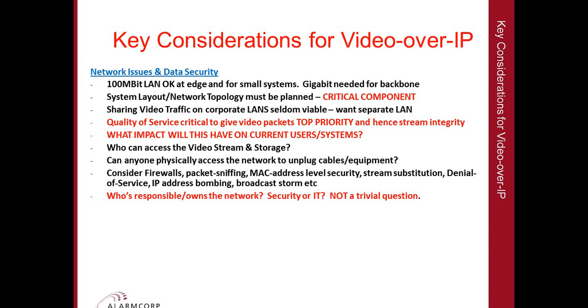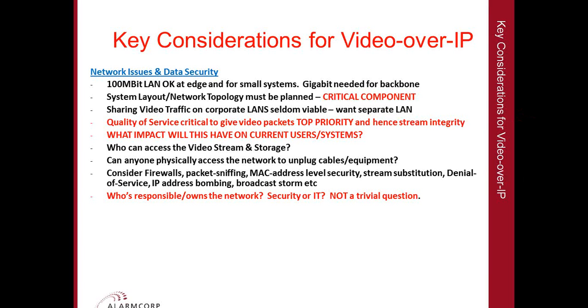Next, who can access the video stream and storage? And here we're talking about both physical access to the actual server room, who can physically access the network to unplug cables or unplug equipment, and who can access it remotely via the web client or web browser or any configuration software. We need to look at the impact of firewalls, because some VMSs need to have firewalls switched off for reliable operation. And if that's the case, then we need to make sure that the network is secured by other means.